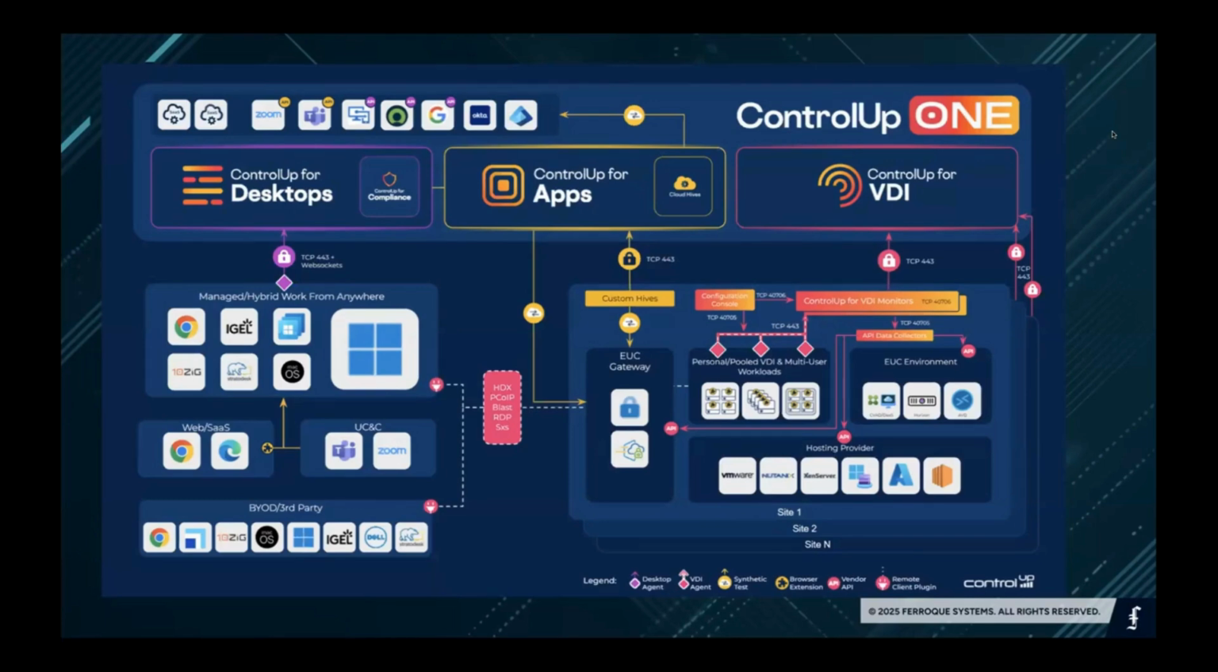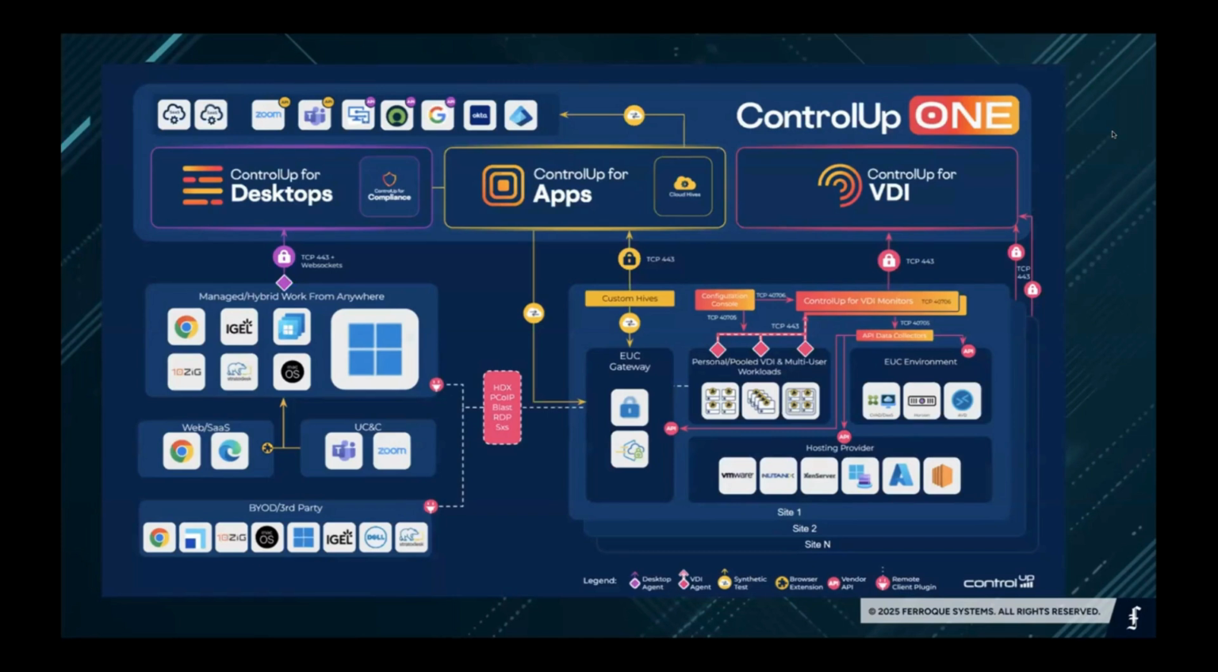Perfect. So our collection of data is multi-layered. As you see over in the right section of this giant slide here, you can't see my mouse flipping around, but we leverage desktop agents, VDI agents, synthetic tests, browser extensions, and vendor APIs to get that complete picture, right? We have cloud hives that monitor SaaS applications. We have custom hives that monitor into your on-premise infrastructure.